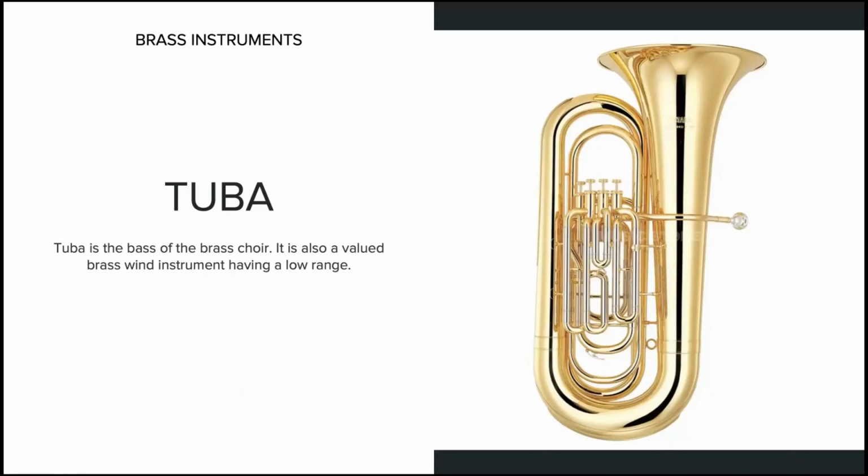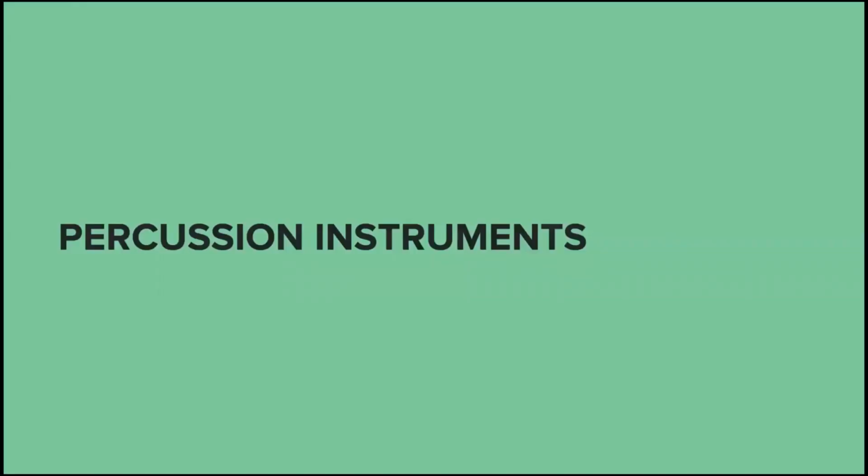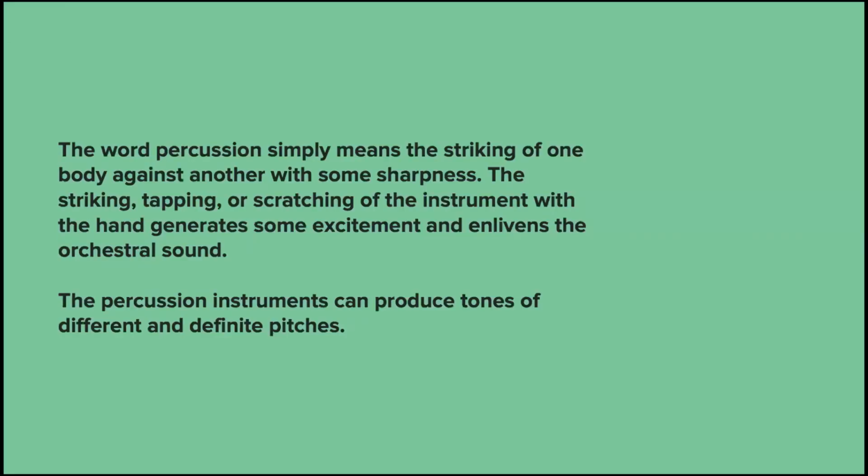Next, this is the last one: percussion instruments. This is the fourth type of musical instrument, percussion. So what's an example? But before the example, let's read this. The word percussion simply means the striking of one body against another with some sharpness. The striking, the scratching of the instrument with the hand generates some excitement and enlivens the orchestral sound.